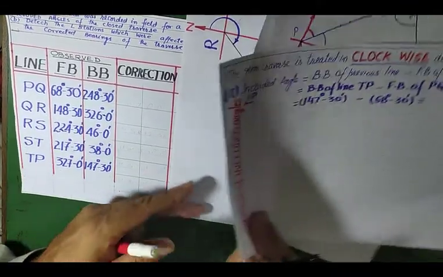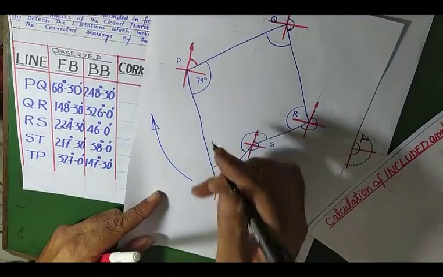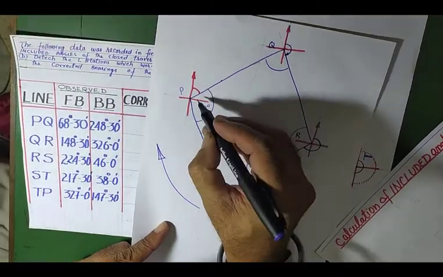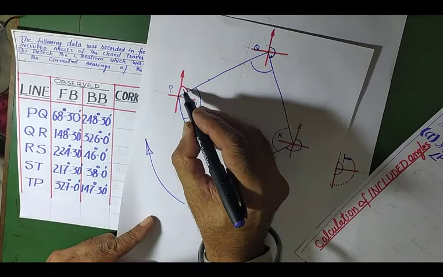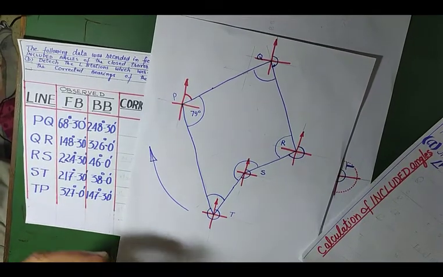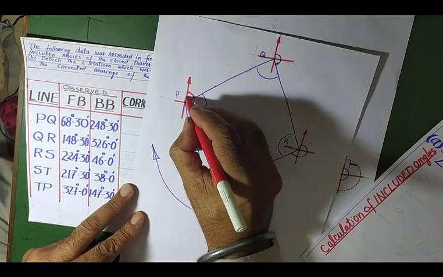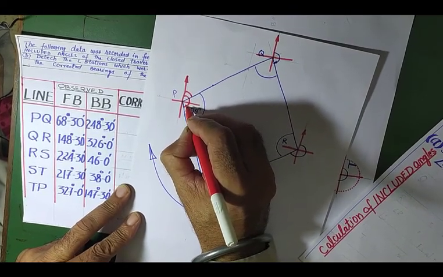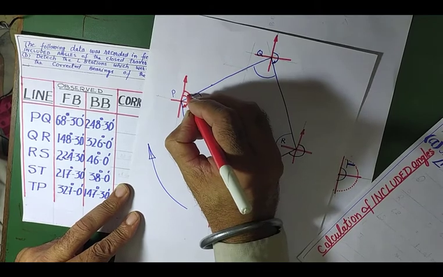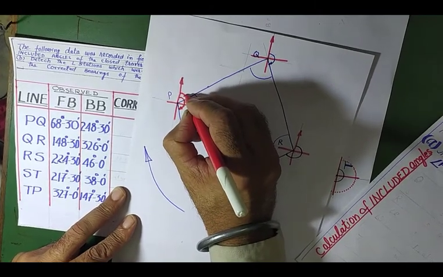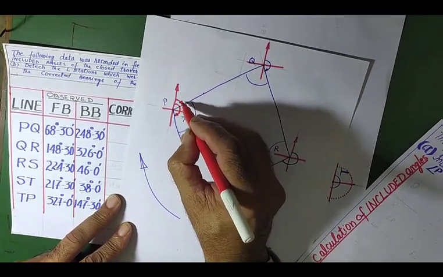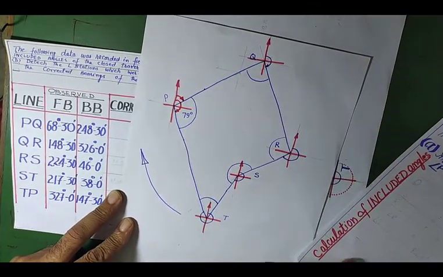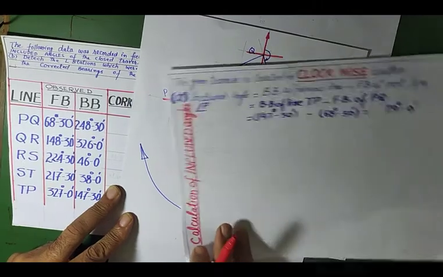In this traverse, our previous line is TP. Its back bearing is the angle it made with the north. You can see this is the back bearing of line TP, and this one is the forebearing of line PQ. The difference of these two will be this angle. So this numerical value comes to be 79 degrees.